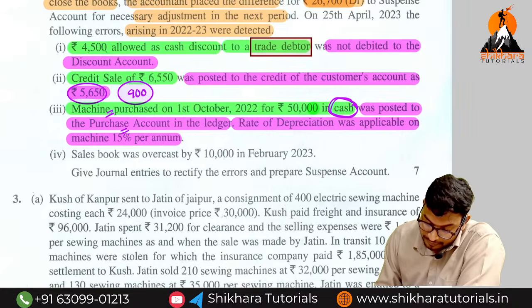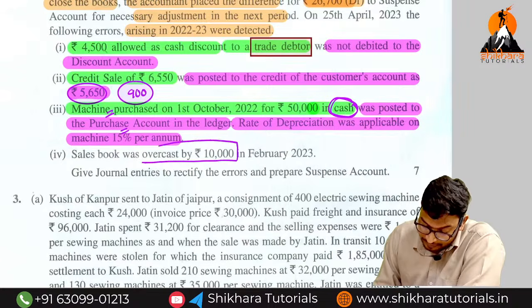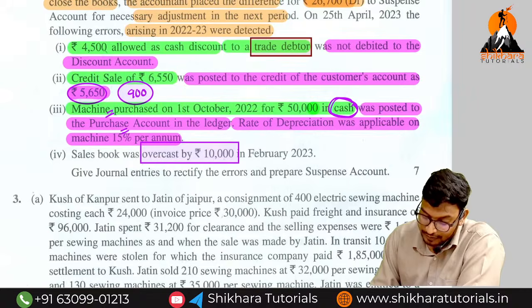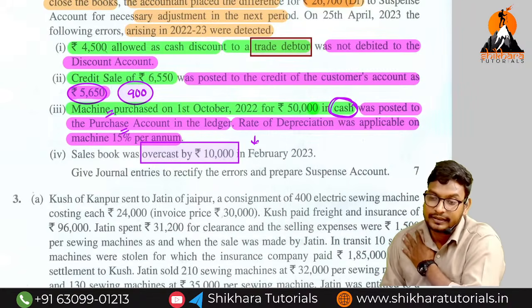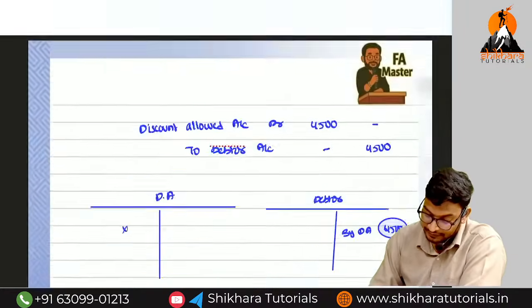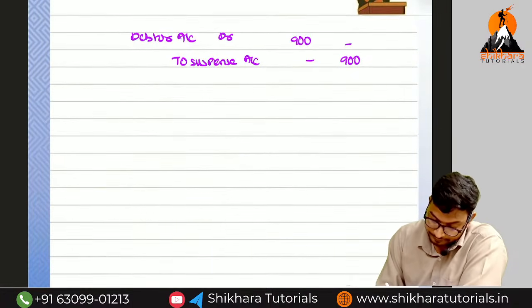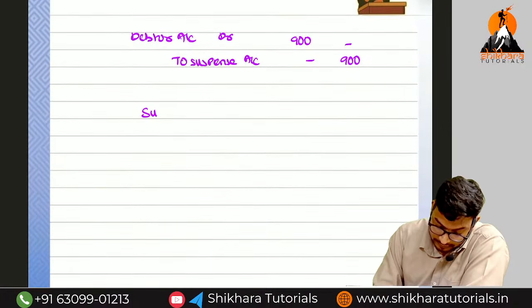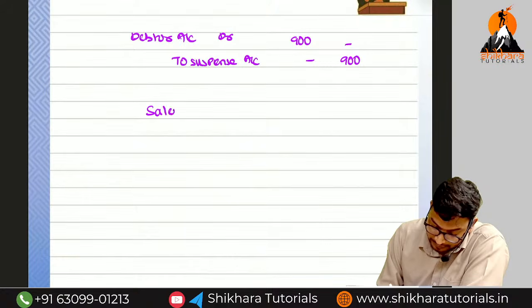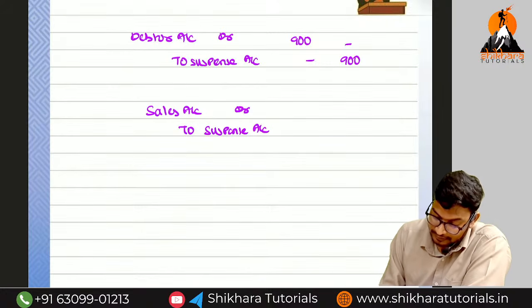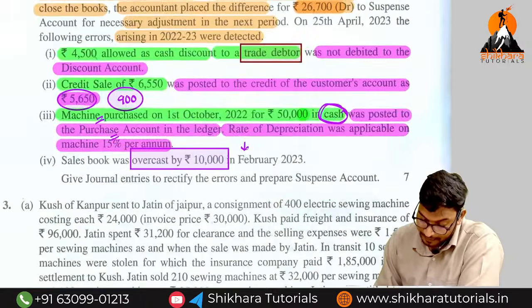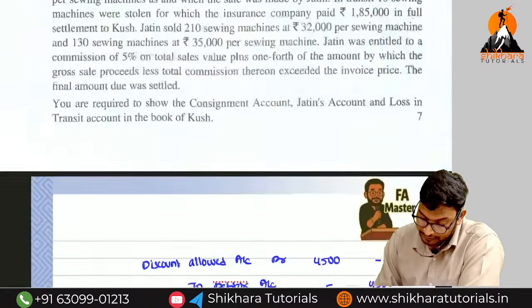Next one, sales book overcast or undercast. Sales book overcast. Overcast means what do we need to do? Decrease. Sales has which balance? Credit balance. In order to decrease the credit balance, what do we need to do? Debit. What is the entry we are going to get? Sales account debited to suspense account. What is the amount? 10,000. What is the opening balance? 26,700.